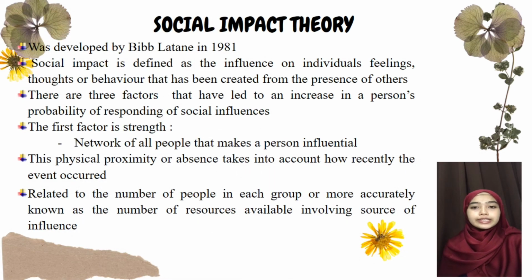Social impact theory. This theory of social impact was developed by Bibb Latané in 1981. According to the psychologist, social impact is defined as the influence on individual feelings. There are three factors that lead to an increase in a person's probability of responding to social influence. First is strength. Strength is the number of people that makes a person influential, and a stable factor that needs to be linked to the interest of the group that has influenced each individual.